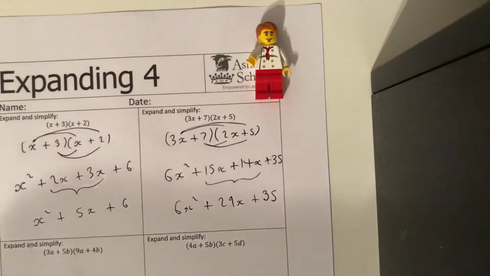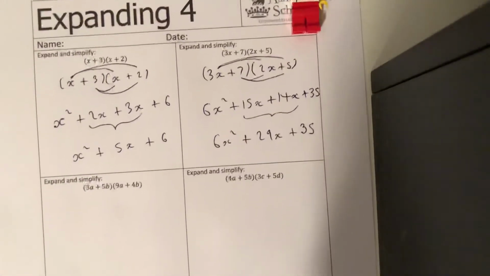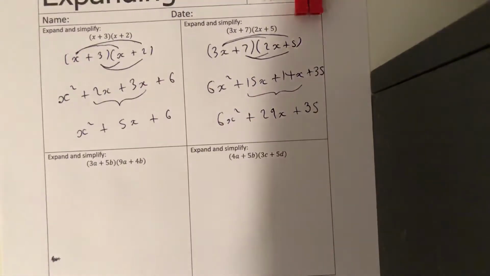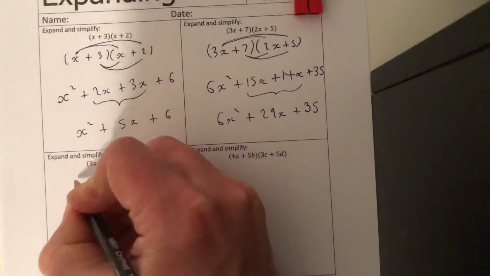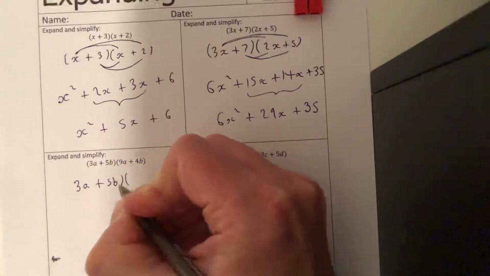Okay, and that's that. So the next one looks the same, but it's A's and B's. Oh, whoopie-doo. This time we've got double letters, not just X's. So I've got A's and B's. Same principle though. We're going to times everything in the first bracket by everything in the second bracket.